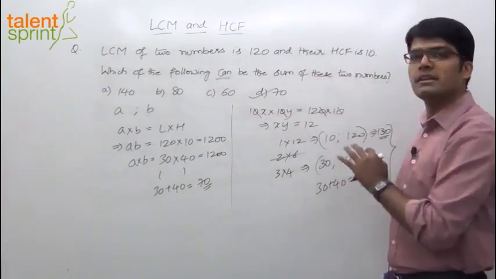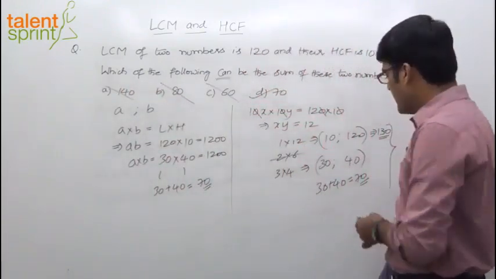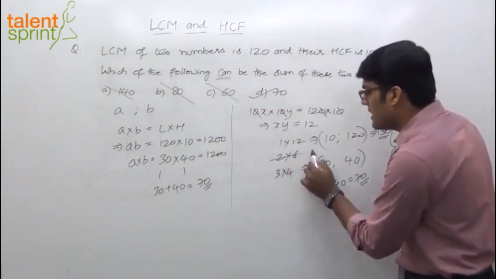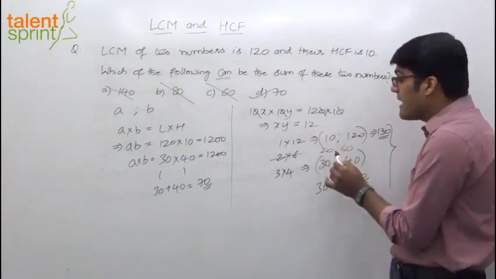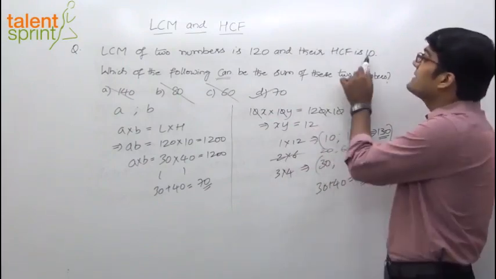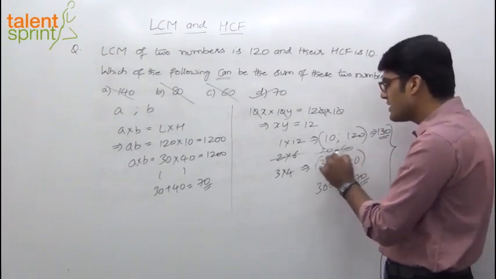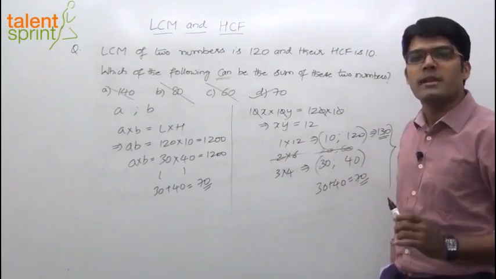Which is possible here? 140 is not possible, 80 is not possible, 60 is not possible. Hence, option D, 70. Again, you see, if you take 2 and 6, the pair will be 20 and 60. 20 plus 60 is 80, but understand, for 20 and 60, the highest common factor is not 10. Highest common factor is 20 for 20 and 60. That is the reason we should not consider this. Eliminate at this step itself. How do you eliminate? Check whether they are co-primes or not.